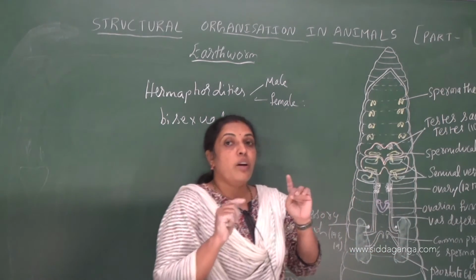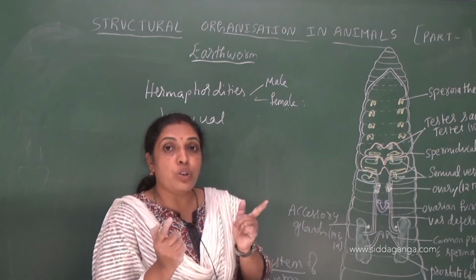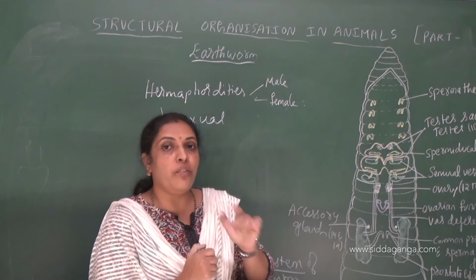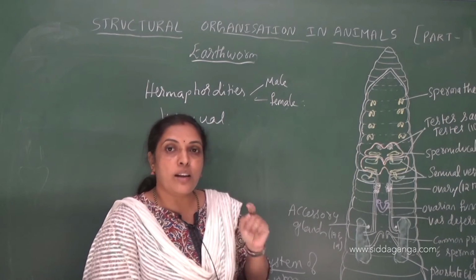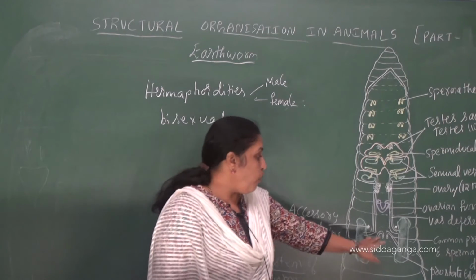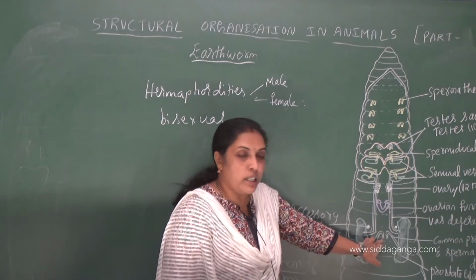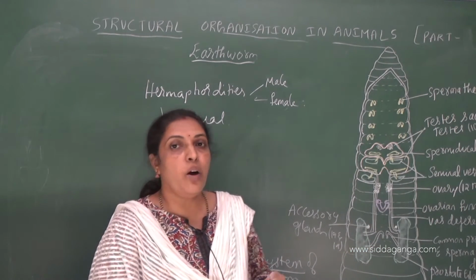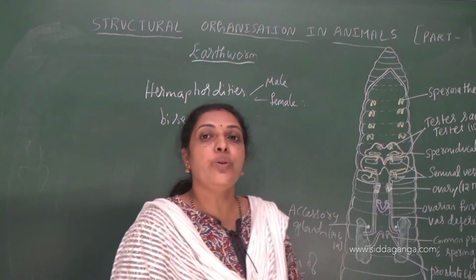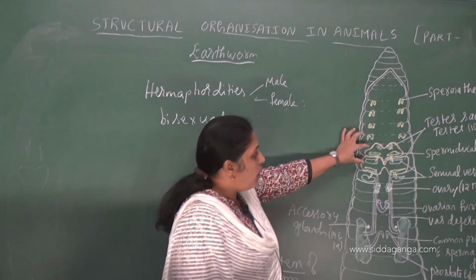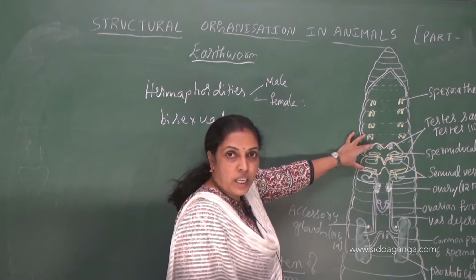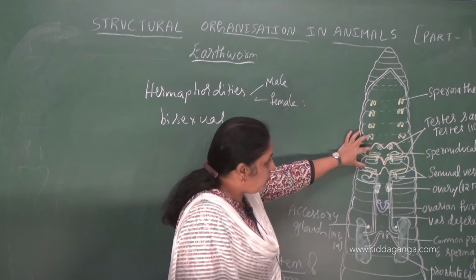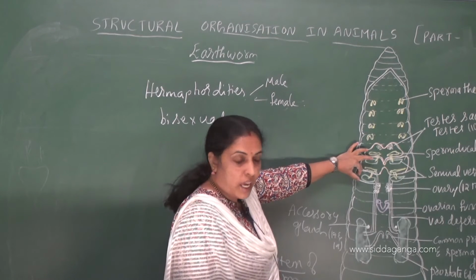On the ventrolateral side of the 18th segment we see the male genital aperture, where the opening of the common prostatic and spermatic duct is seen. That is about the male reproductive system. So we see a pair of testes present in a testis sac, and we see the seminal vesicles.